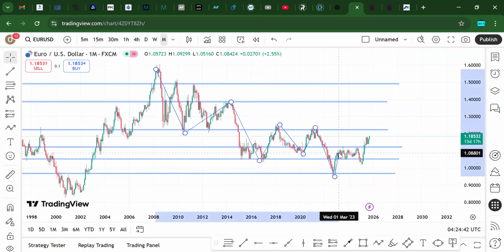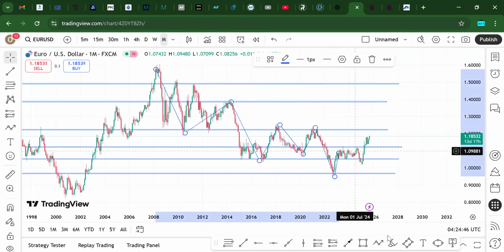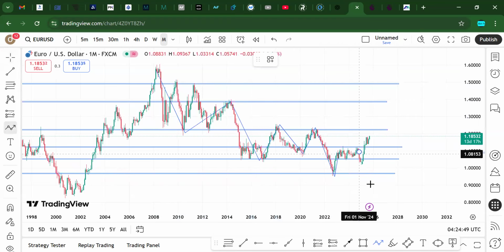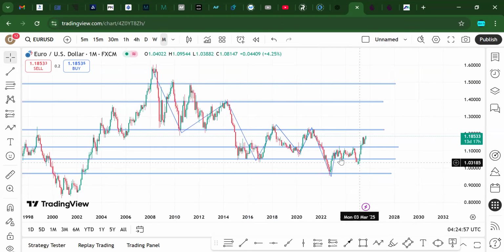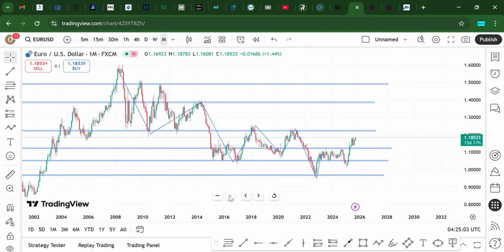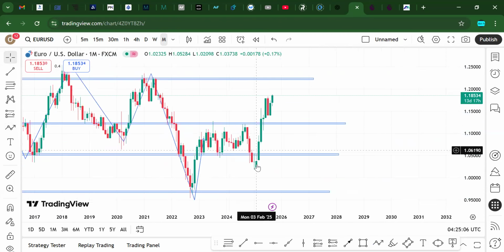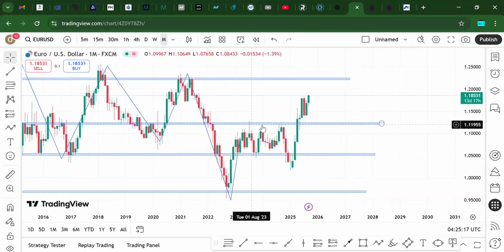When this pair got into the zone, we can see that it went into a nasty range, and instead of coming back down to give us a lower low, it formed a higher low and broke upward out of the range. So currently, if I zoom in, we can see that for the last 7 or 8 months thereabouts, the euro has been moving upwards. It broke out of this range and it's currently moving upwards.